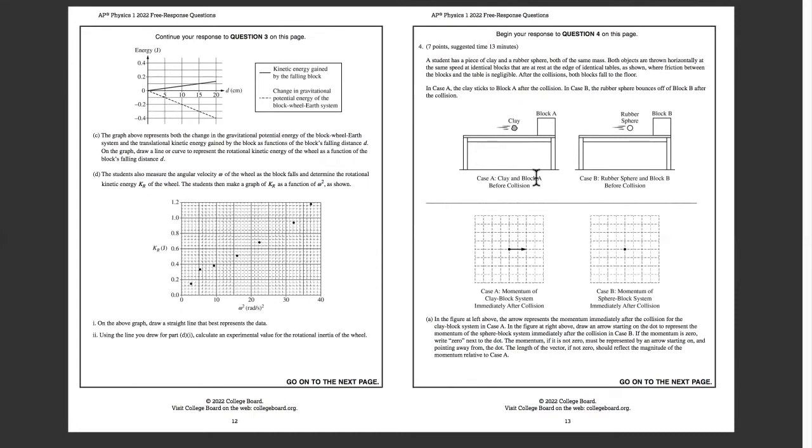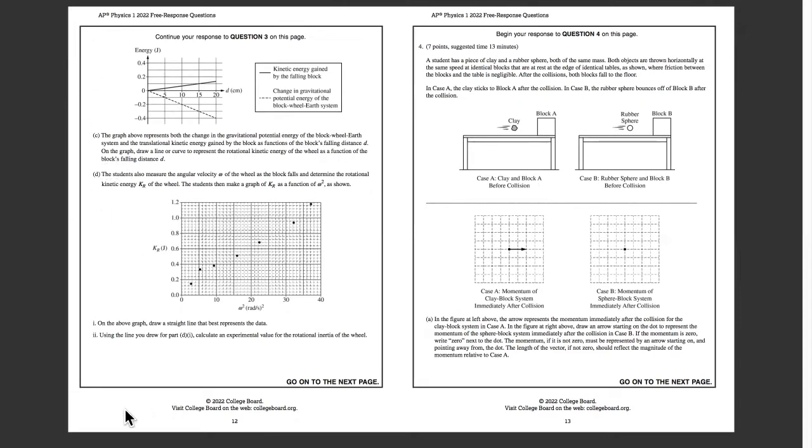And so then what we need to do in the figure to the right is represent the collision of the sphere block system in case B, the momentum of the sphere block system, that is. Okay. If the momentum is 0, if the momentum is not 0. Yeah, this is not too bad.